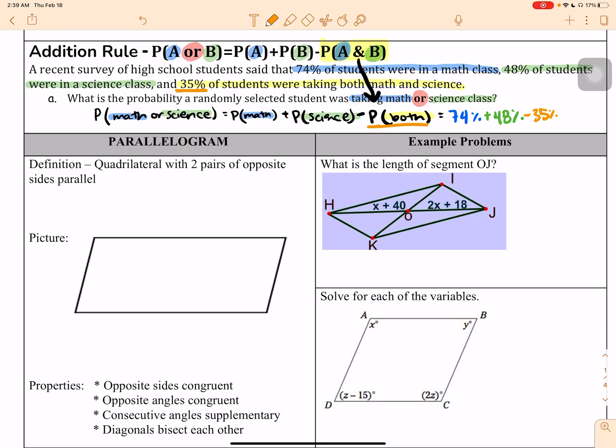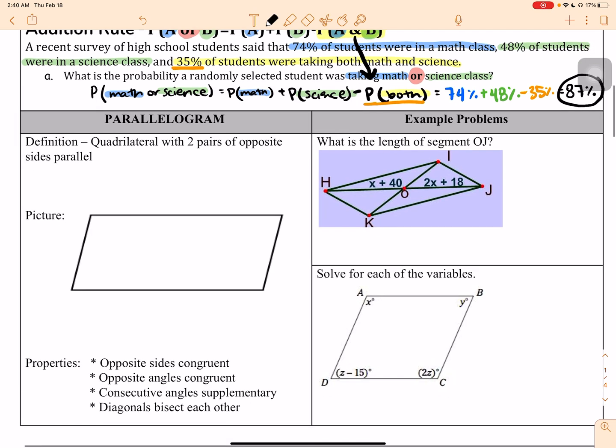So here, if that one is 122 minus 35, we have 87. So we have an 87% chance to pick a student who's either in a math class or in a science class. Let me just double check my math here real quick. Yeah, okay, cool. Make sure that you pause the video. If you ever need more examples of this, it's called the addition rule. Feel free to look it up whenever you need help with it.